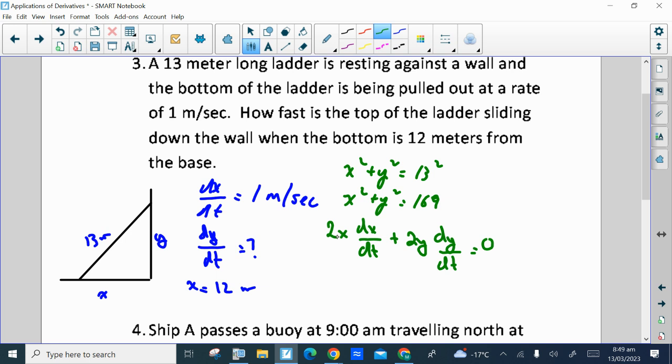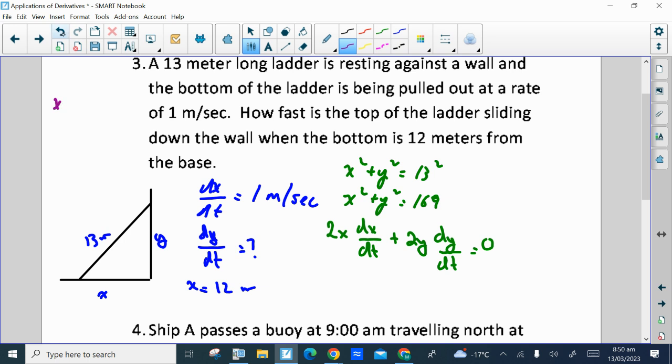So if you look at what we need, an x variable, which we have, it's 12. dx by dt, we're given 1 meter per second. The second term, though, we want to find dy by dt, but we also need to know what y is. We need to know what y is at the moment when x is 12. So we can use Pythagorean theorem to find out what y is at the moment when x is 12, because again, the hypotenuse is a constant.